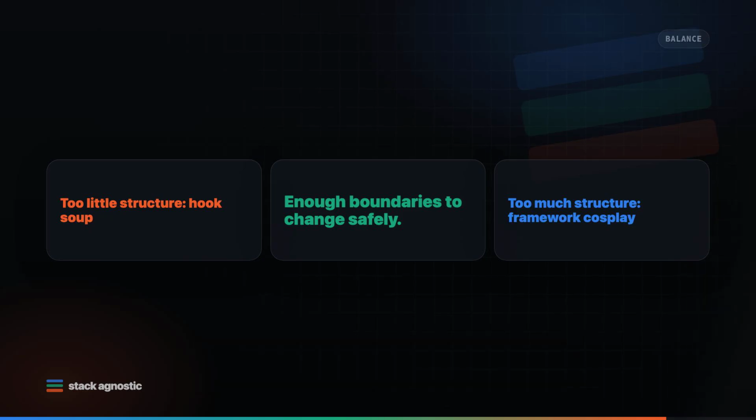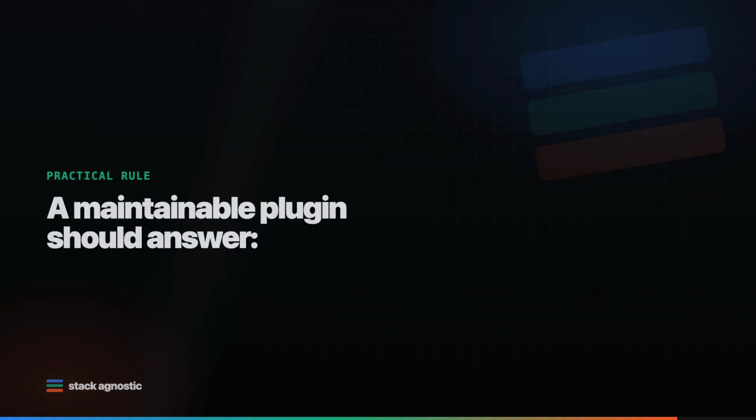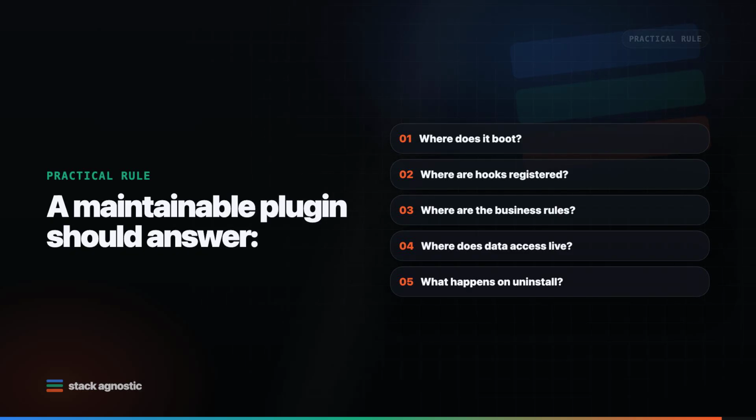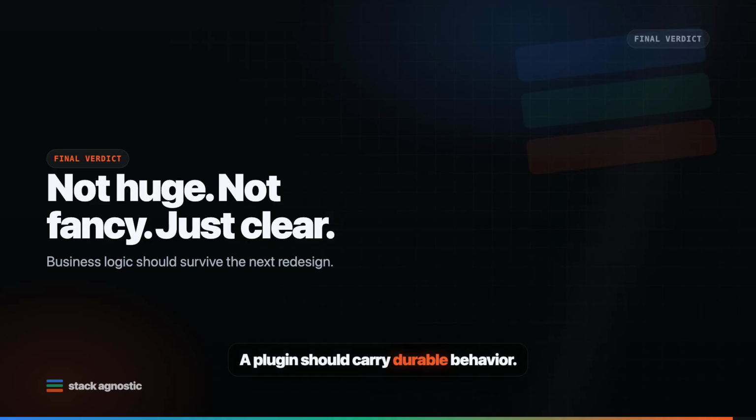A maintainable plugin should answer a few basic questions quickly. Where does it boot? Where are hooks registered? Where are the business rules? Where does data access live? What happens on uninstall? If another developer can answer those questions without reading the entire plugin, the structure is already doing useful work. That is the plugin architecture I want more WordPress projects to use. Not huge, not fancy, just structured enough that the business logic survives the next redesign.